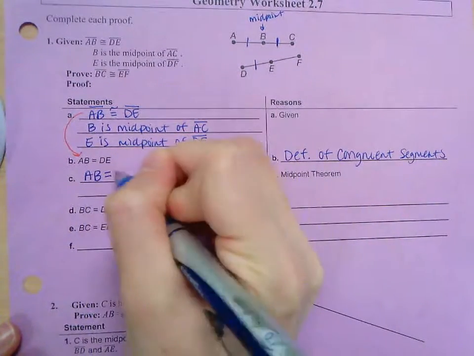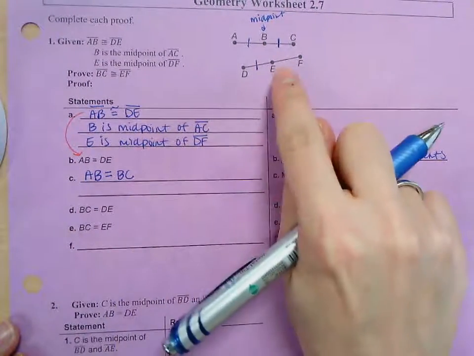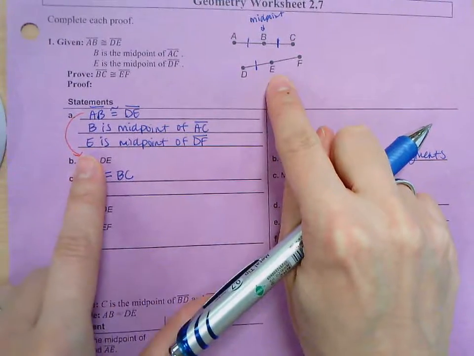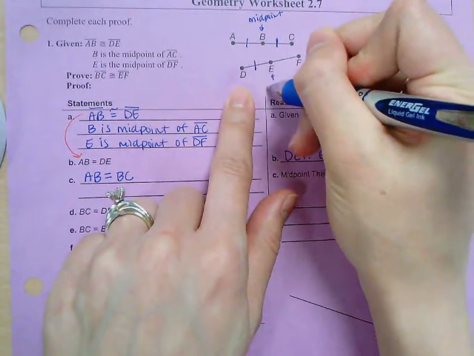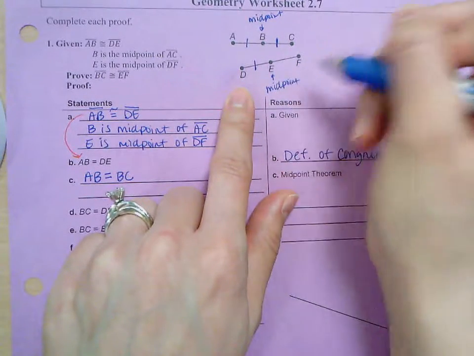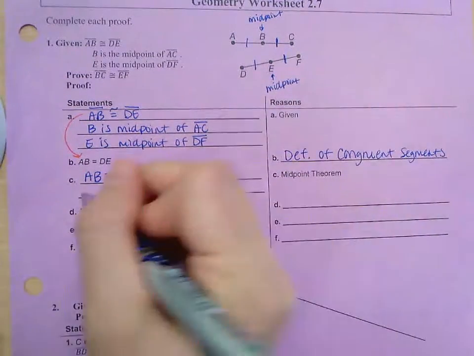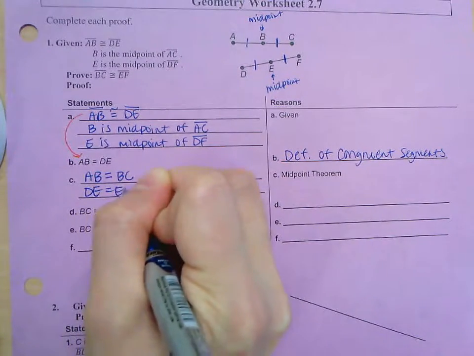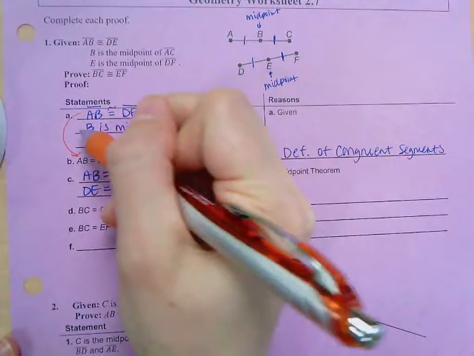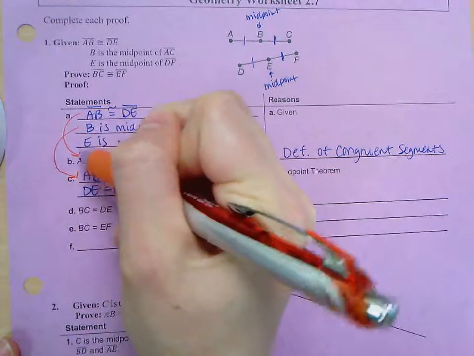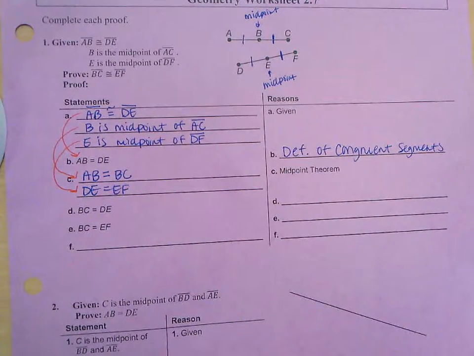AB should equal BC. The reason why there's a second line is because I have also been given E is the midpoint of DF. So I can make that similar conclusion that DE should be the same as EF. Okay, and both of those conclusions are because of the midpoint theorem. So again, I'm kind of drawing arrows to show you I'm using the given information to make those conclusions.